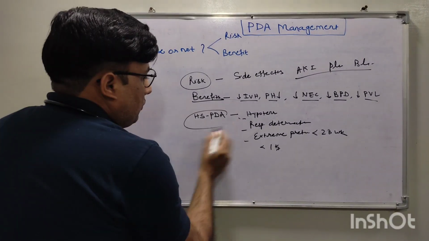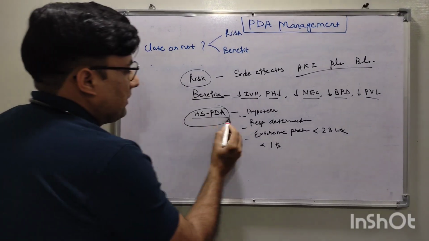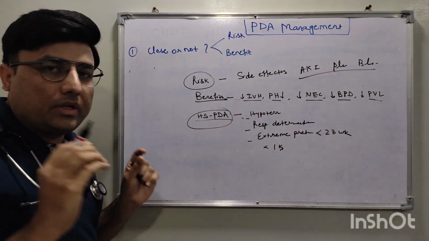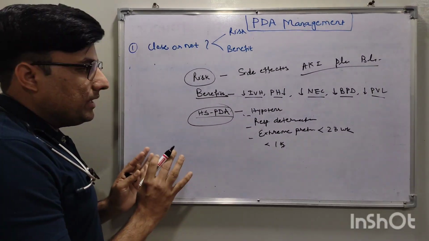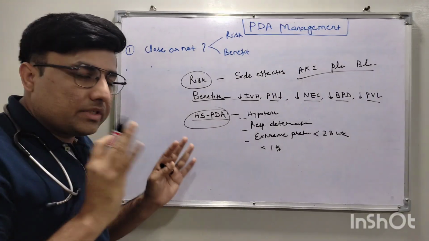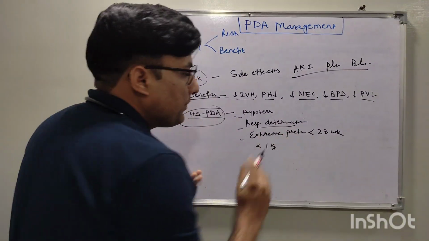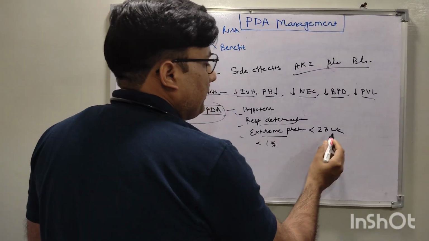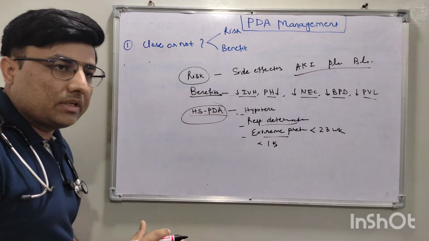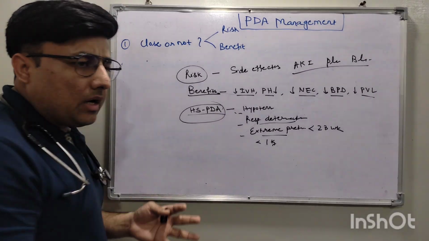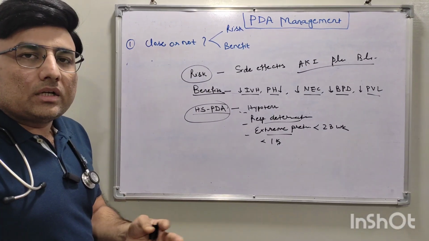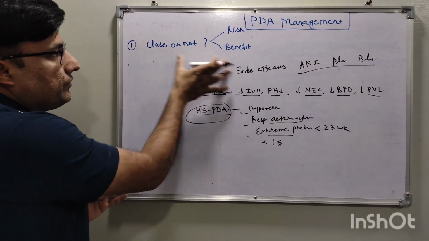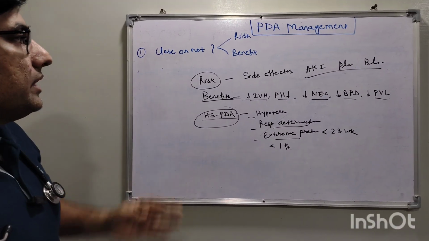So when to close: if a hemodynamically significant PDA is there and the PDA is causing problems to the baby. PDA causing problems means it is causing shock, hypotension, respiratory deterioration, respiratory support dependency, an extreme preterm baby less than 28 weeks or less than 1 kg, and the baby is on inotropes, and we are not able to wean from the ventilator or respiratory support. In these conditions we can decide to close the PDA. So like this we have to assess individually and then decide.